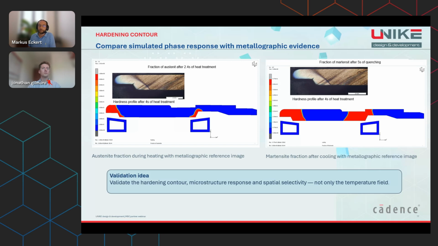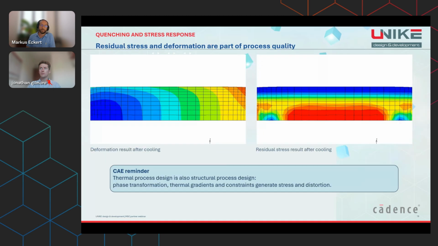A temperature plot alone may look plausible, but it does not prove that the desired metallurgical effect has been achieved. What matters to the user is the selective hardening result. The right zone, the right depth, and as little thermal influence as possible outside the targeted area. Validation must therefore include the hardening contour and the microstructural response, not only the temperature field.